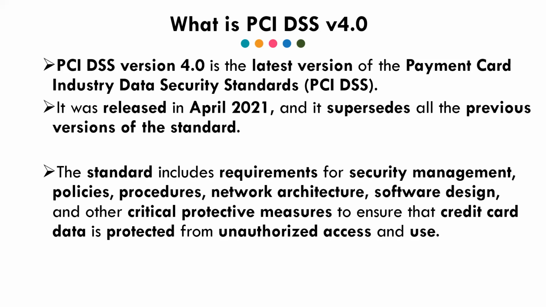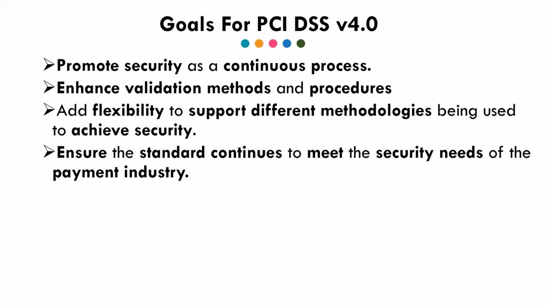So version 4 is the latest version, and we will look at the goals. There are 4 main goals that version 4 seeks to address, right? The first one is to promote security as a continuous process. And we normally call this business as usual, right? So security shouldn't be like a point in time event. Most organizations are treating PCI DSS and security itself when it comes to compliance as a one-time event in the year.